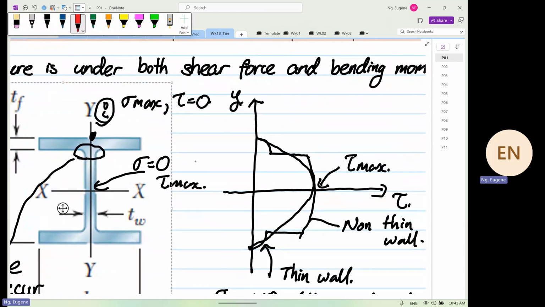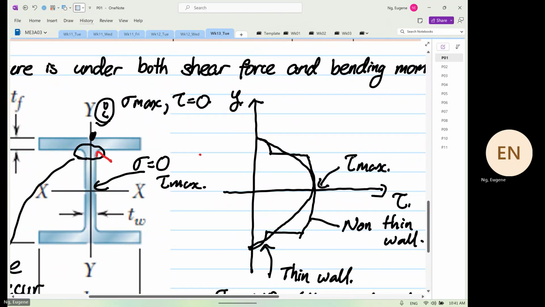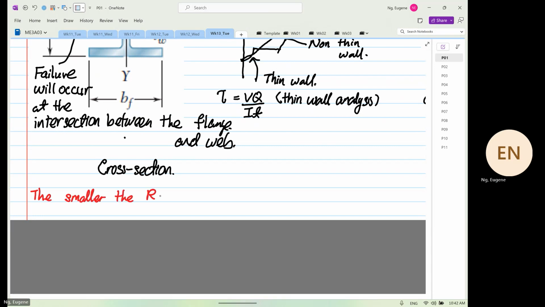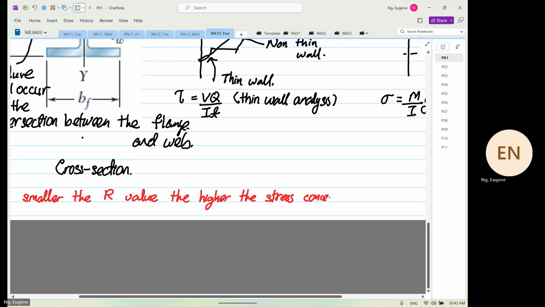So over here, if I zoom closer, can you see this radius over here? Come on. You have a radius down here, right? R. And the R value, the smaller the R value, the higher the stress concentration factor.